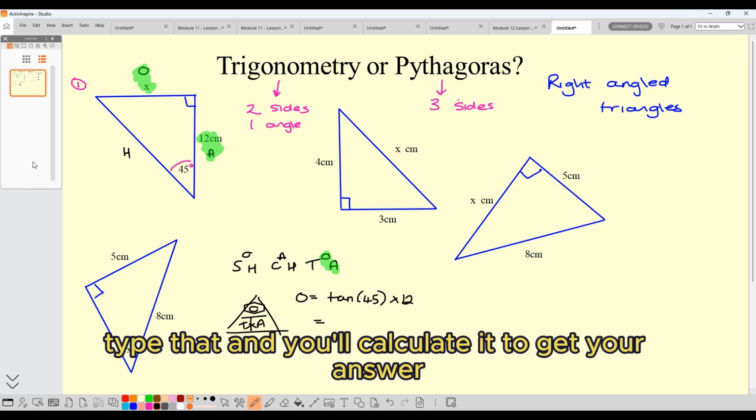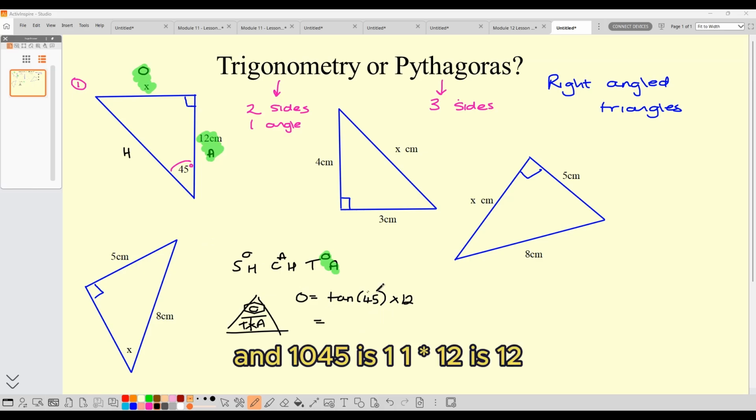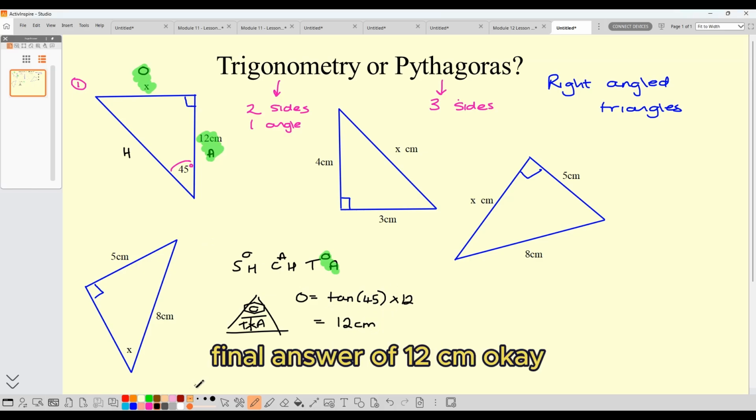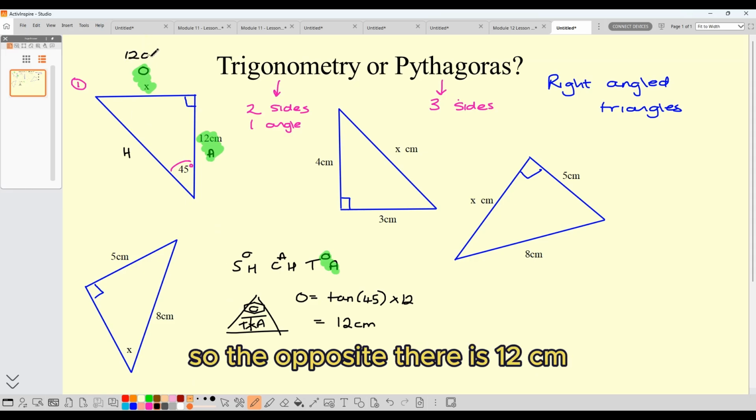Type that into your calculator to get your answer. And tan 45 is 1. 1 times 12 is 12. Final answer of 12 centimetres. Okay, so the opposite there is 12 centimetres.